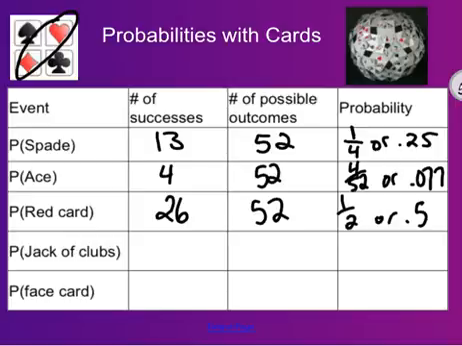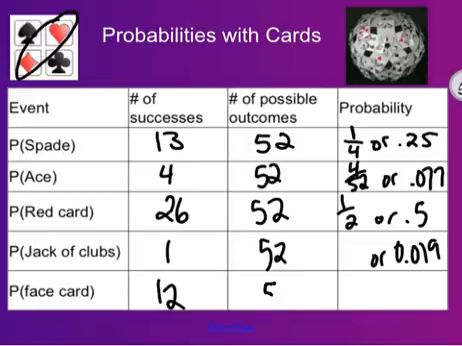Jack of clubs. Good news: there's only one jack of clubs out of 52, so the probability of that card coming up is 0.019. And then a face card: there are 12 out of 52, because we talked about that. There are 3 face cards in each of the 4 suits, so that's 12 out of 52, which reduces to 2 out of 13.